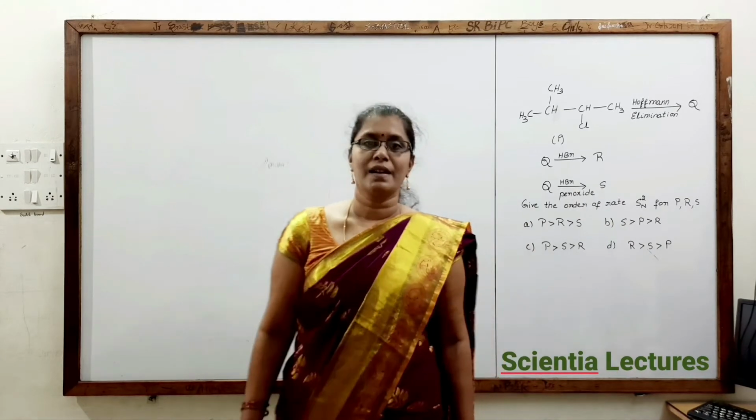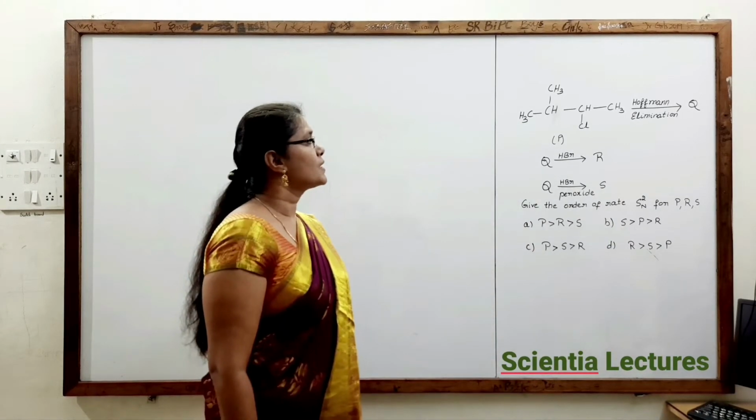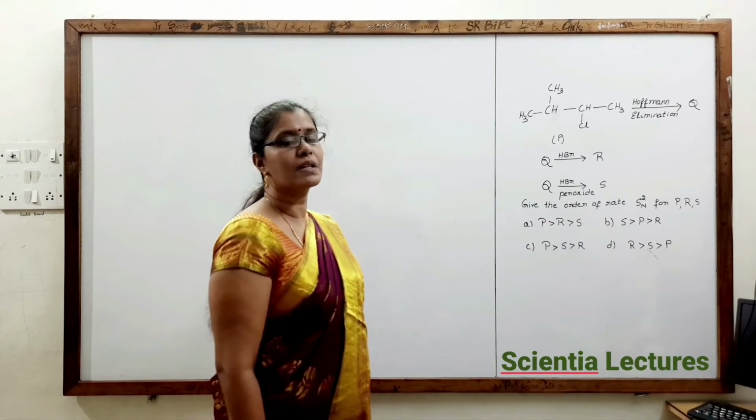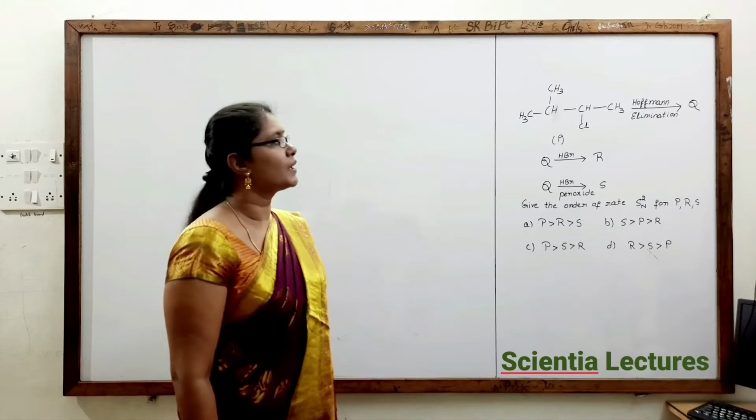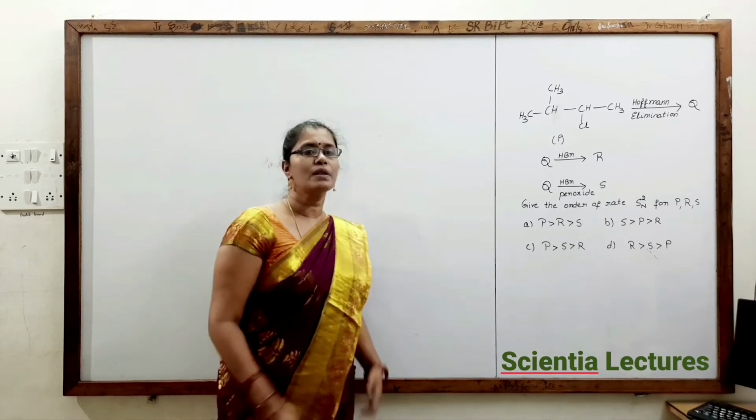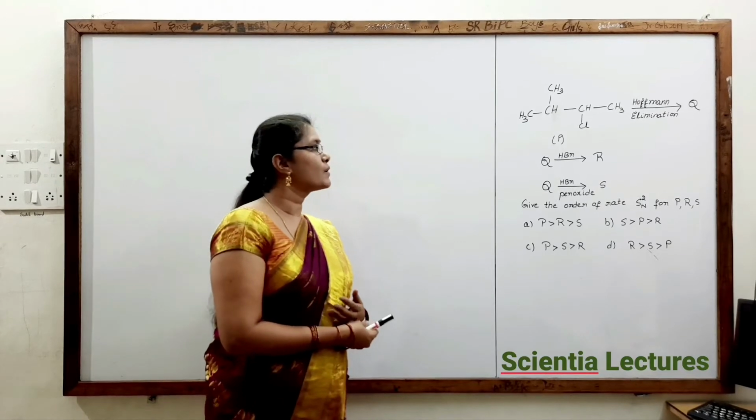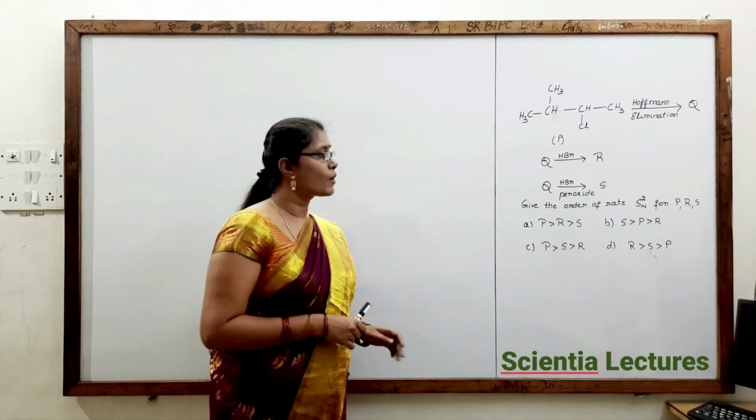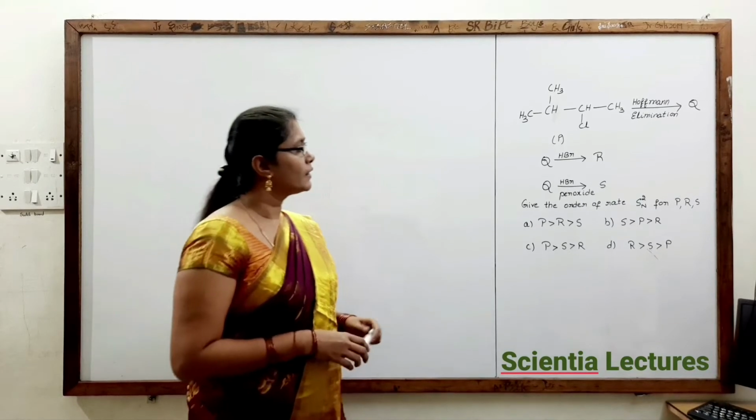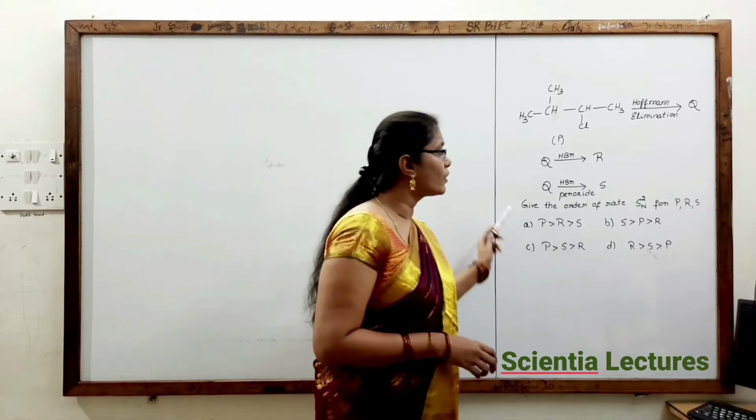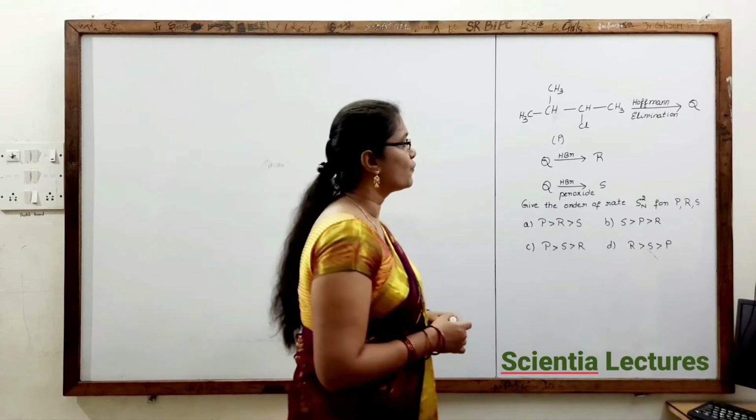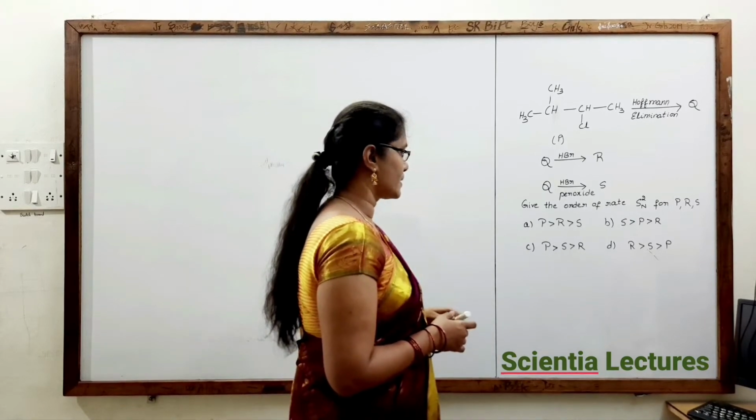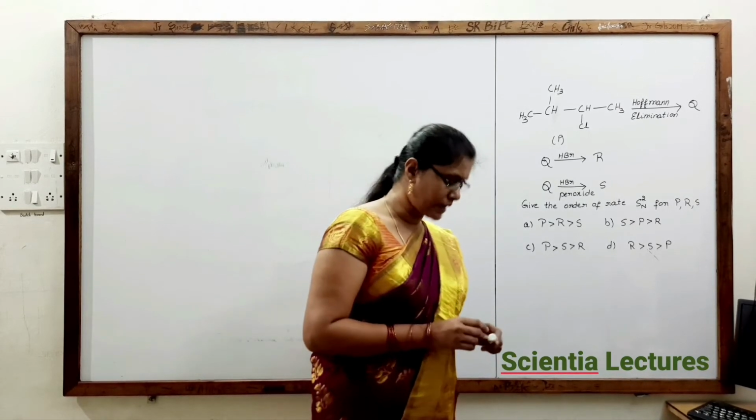Hi students, let us see this question. So there was an alkyl halide given which undergoes Hofmann elimination and forms Q. Q in the presence of HBr gives rise to R. Anyway, Q in the presence of HBr with peroxide gives rise to S. And they are asking us to give the order of rate of SN2 for P, R, S. And there were 4 options given as usual.